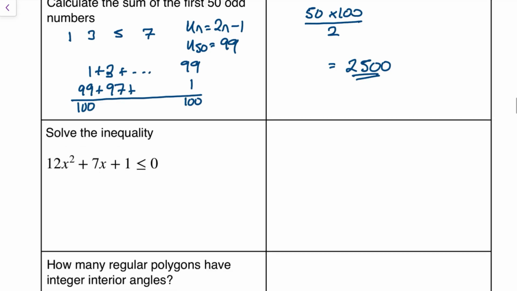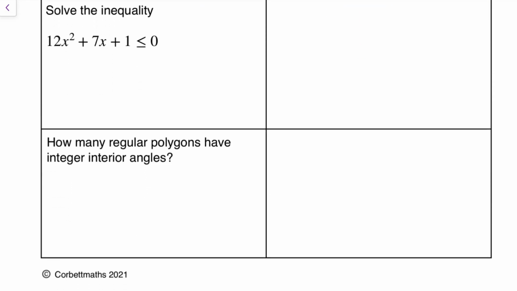Okay, next question. Solve the inequality. And of course, this is a quadratic inequality, so there's very definitely a technique here. And the first question is, can I factorise it? Now, I think I can. I'm going to have a guess, and then I'm going to see whether that works. It would be unusual not to be able to factorise one of these questions, but it doesn't mean you can't.